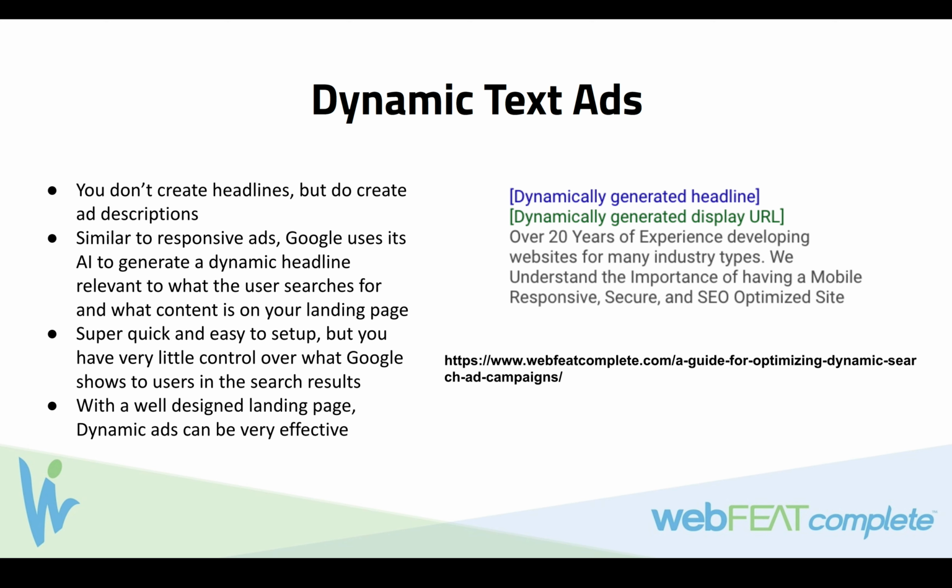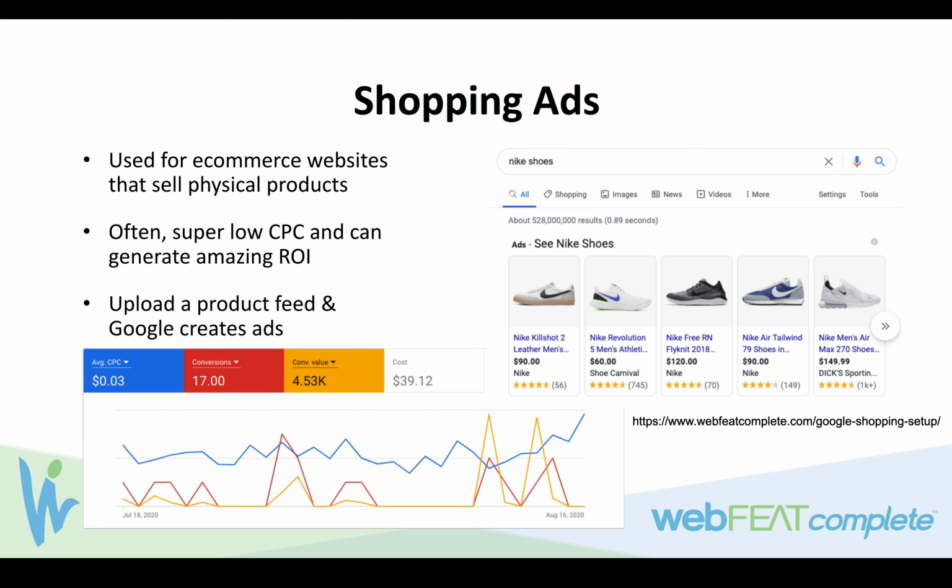Now, if you're an e-commerce store, you're going to want to use something called a shopping ad, and you've definitely seen these before, whether you realize they were an ad or not. So say you search for Nike shoes. At the top of the Google search results, you're going to see a bunch of different images with different types of shoes that go to different websites. We have Nike, Shoe Carnival, Dick's, etc. And these are Google Shopping ads. If you run an e-commerce store, I would highly recommend looking into these because they typically have a super low cost per click, and they can generate an amazing ROI.